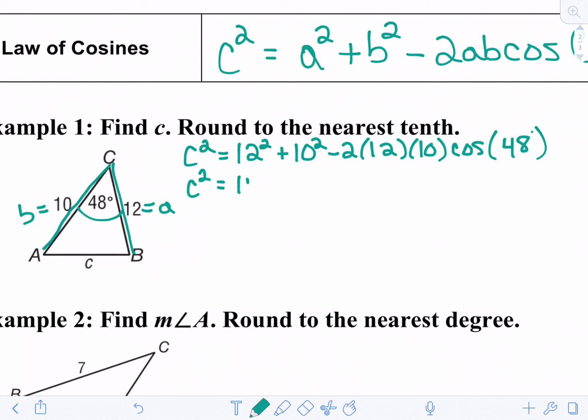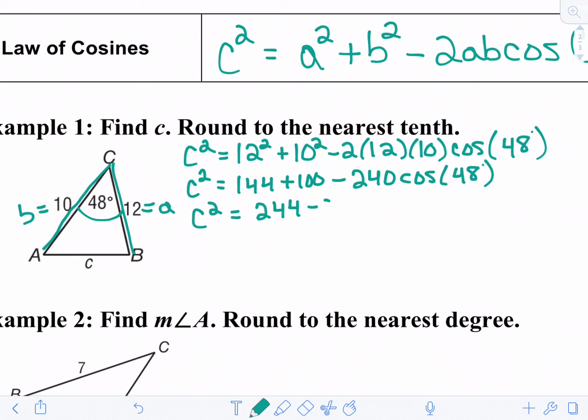12 squared is 144, 10 squared is 100, 2 times 12 times 10 is 240, cosine of 48 degrees. When I add this up, I get C squared is equal to 244 minus 240 cosine of 48 degrees.